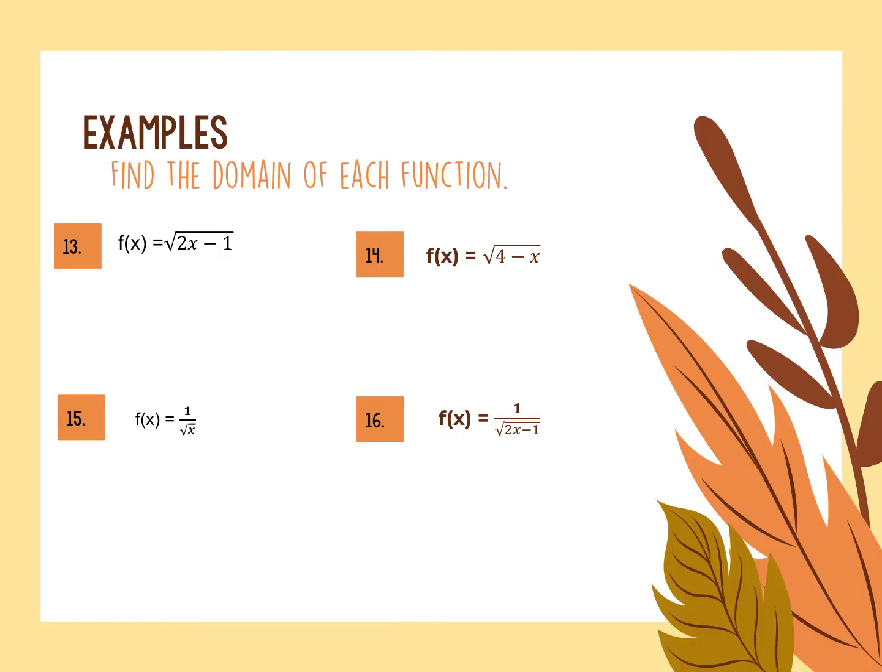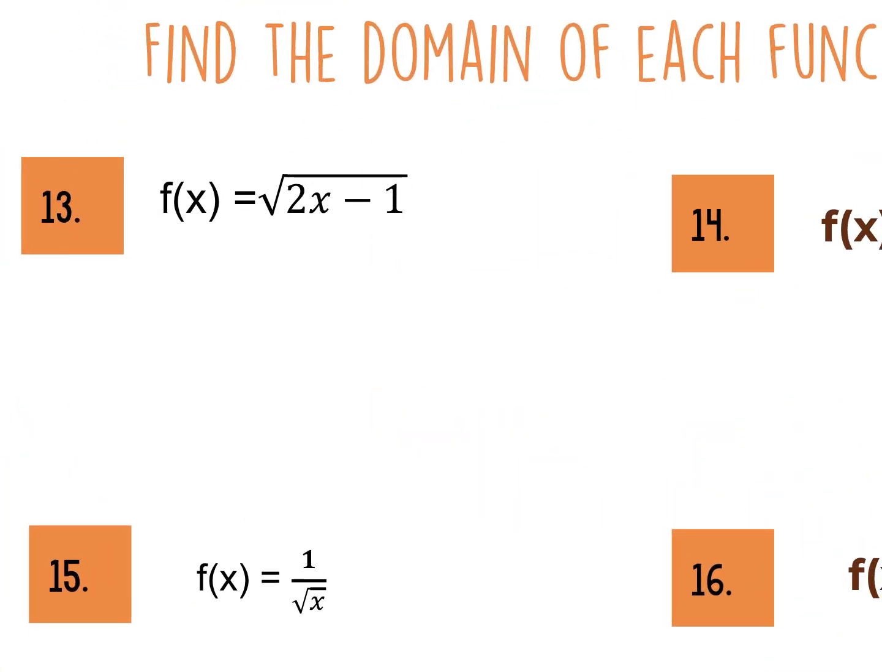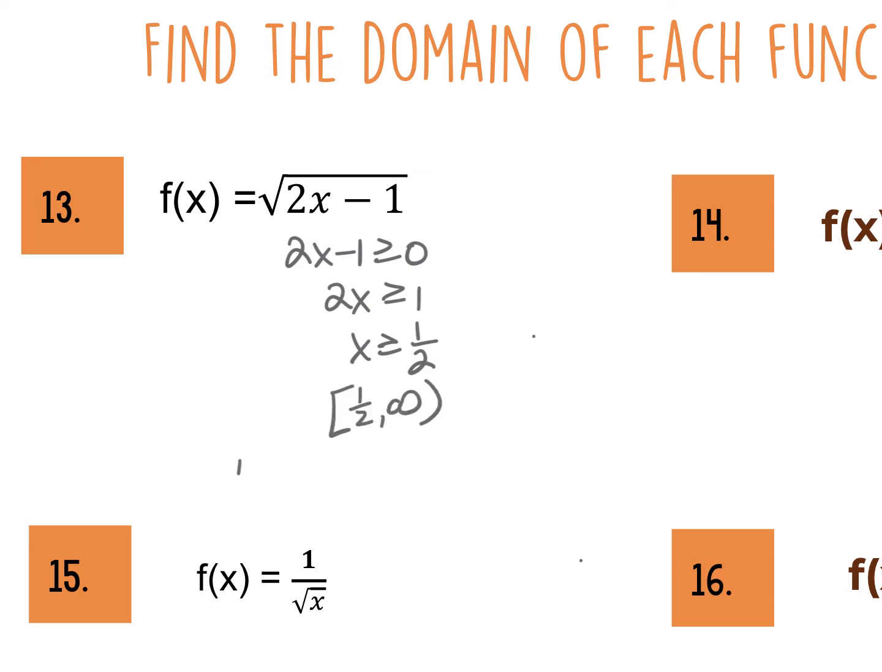All right, continuing on domain, 13, another one with a variable underneath the square root. Set what's underneath it greater than or equal to 0. I would add the 1, divide by 2, and I get x is greater than or equal to 1/2. So 1/2 to positive infinity, or all real numbers greater than or equal to 1/2.